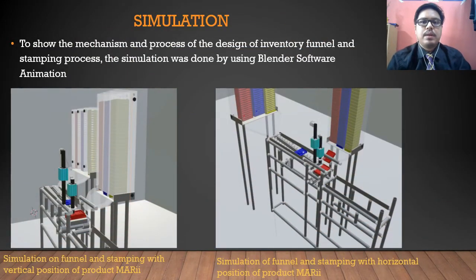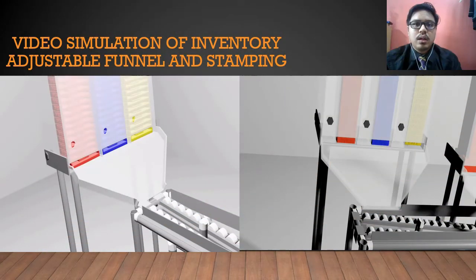Next is the simulation part. To show the mechanism and process of the design of the inventory funnel and stamping process, the simulation was done using Blender animation software. The simulation was done with two types: simulation of funnel and stamping with the vertical position of the product, and simulation of funnel and stamping with the horizontal position of the product. Those are the video simulations for the inventory funnel and stamping. I will start with the simulation where the bottom part of the product is at the horizontal position.